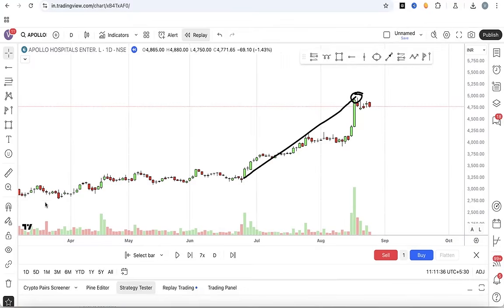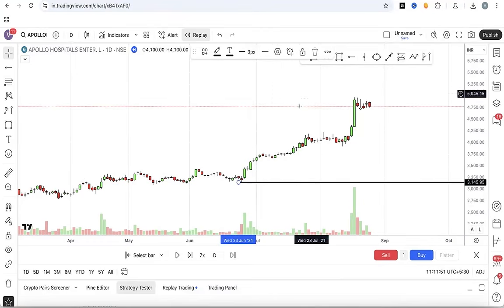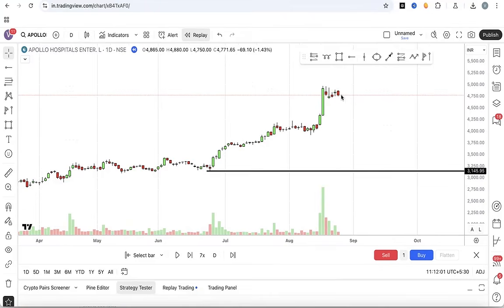A price action trader will see where the support and resistance are. So he will mark that level, thinking that when price comes back to that level, he will take a long trade because that is where the strong support is. Let us see what happened after that.